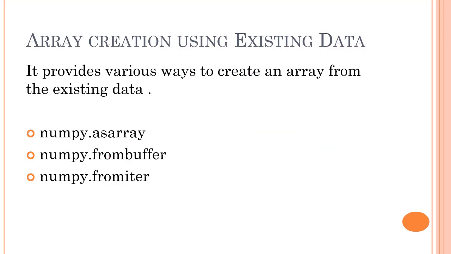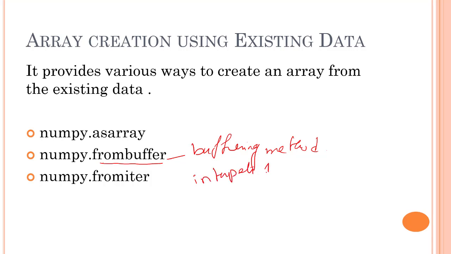frombuffer. The next method is basically used for buffering. We can call it a buffering method as well. Whenever we use this method to create our array, it interprets a buffer as one dimensional. So it will interpret the buffer in 1D, and it gives back an ndarray, that is your n-dimensional array. That is the use of frombuffer.